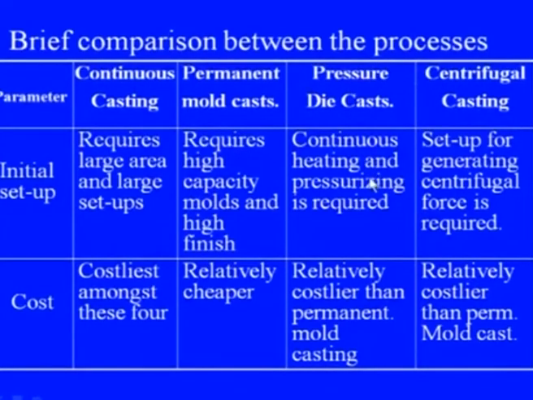In case of pressure die casting, continuous heating and pressurizing is required, and in case of centrifugal casting, a setup for generating centrifugal force is required. That means we can see in all 4 different processes different conditions are required. In one case, a centrifugal force generating system is required. In another case, high pressure is required, that is in case of pressure die casting, whereas in another case high capacity and high finish is required in case of permanent mold casting.